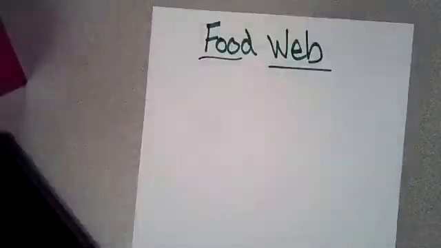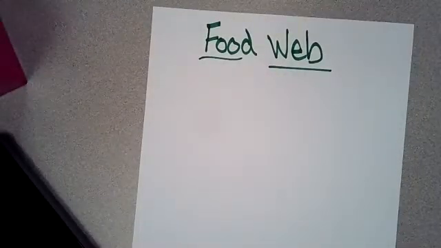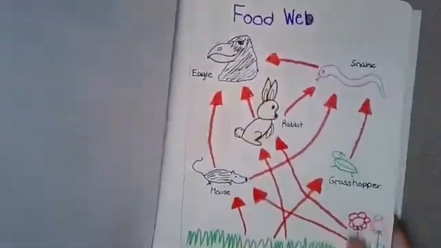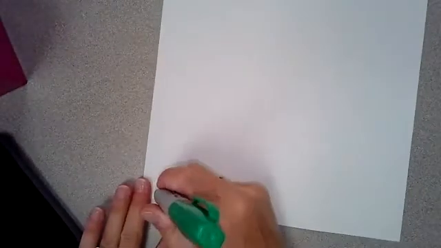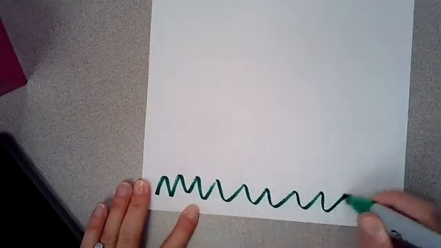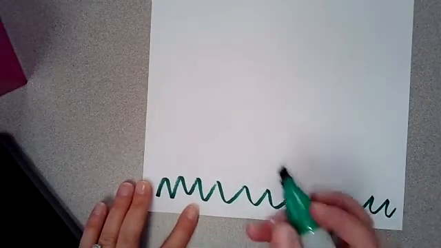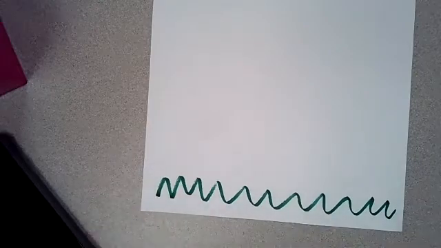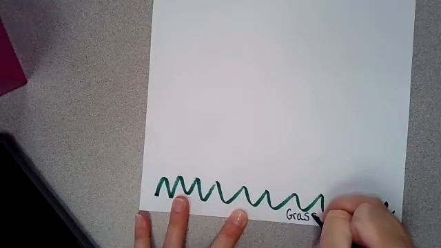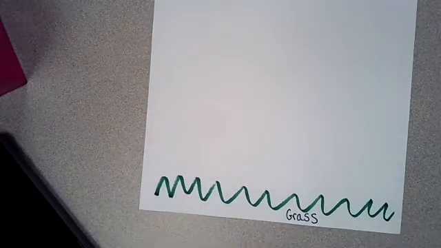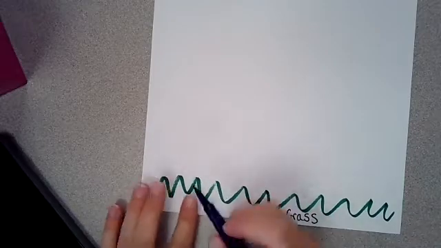A food web is very different. In a food web, all of the things are interconnected. We're going to take down the anchor chart and you'll know what I mean. At the bottom of the food web, I want you to make me some grass. Here's our grass, and you can label it grass.